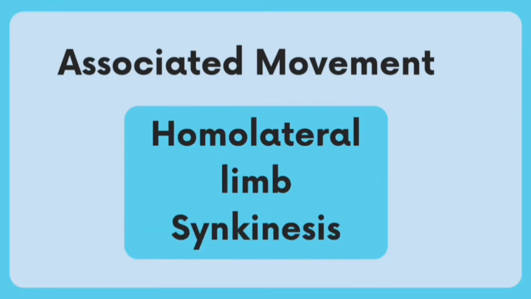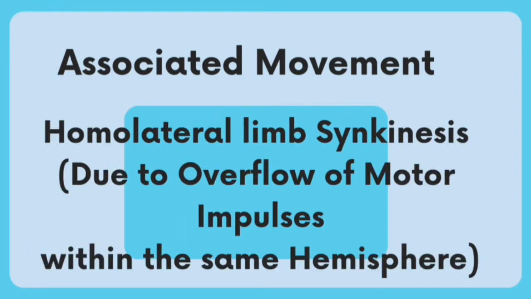Second, homolateral limb synkinesis. When the individual tries to move one limb on one side of the body, a similar motion may appear in the other limb on the same side.